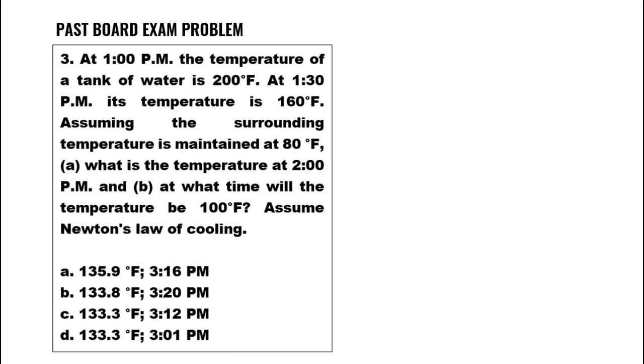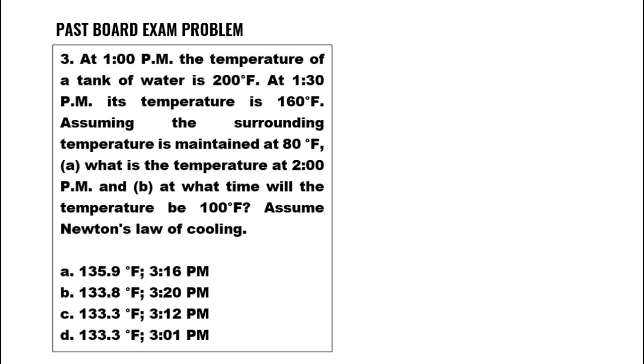So at 1 p.m. the temperature of the tank is 20 degrees Fahrenheit. At 1:30 p.m. its temperature is 160 degrees Fahrenheit. Assume that surrounding temperature is maintained at 80 degrees Fahrenheit. So ang question for letter A is, what is the temperature at 2 p.m.? Letter B, at what time will the temperature be 100 degrees Fahrenheit? Assume Newton's law of cooling.